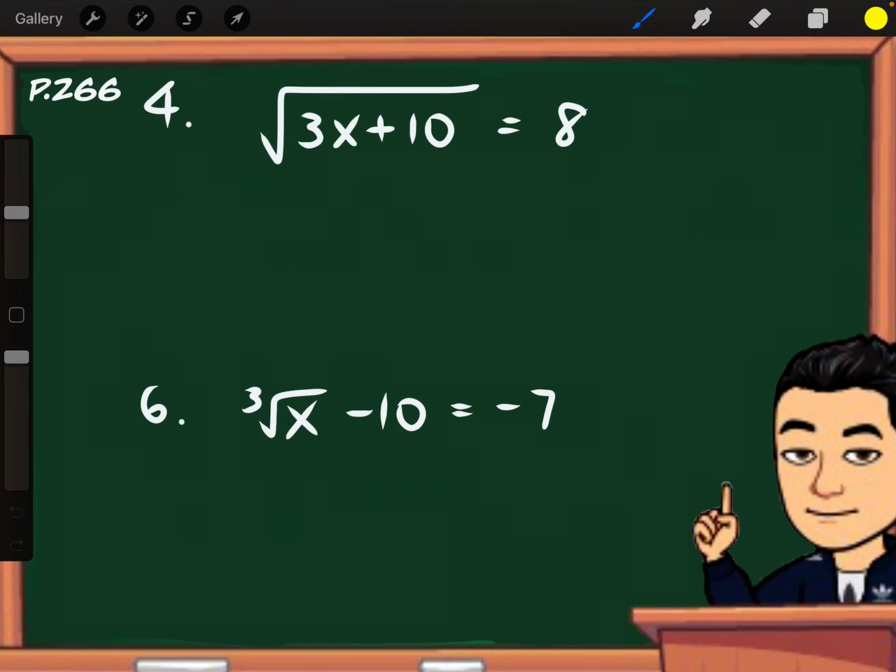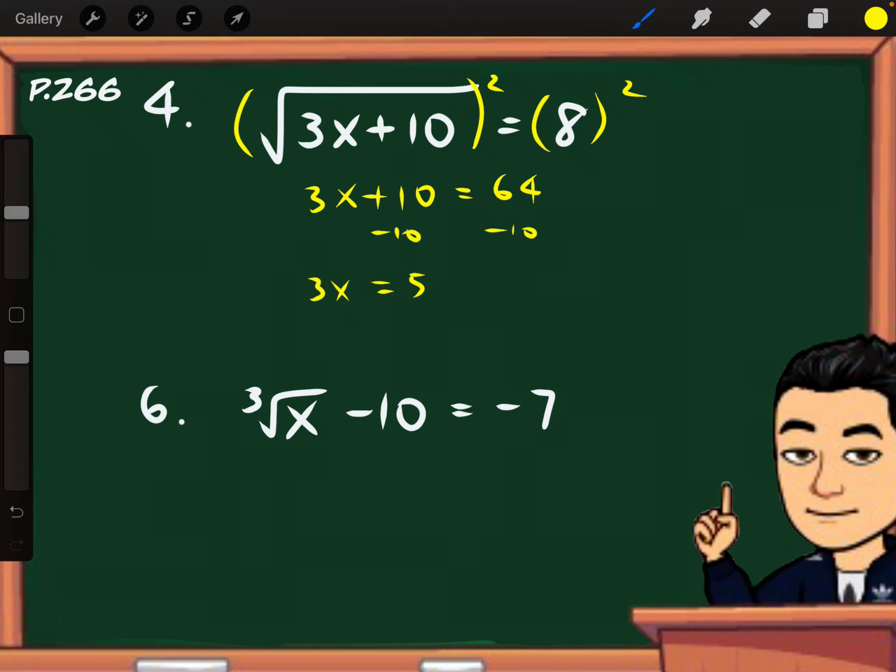So number 4, if you want to solve for x, first thing you want to do is to square both sides. Okay, after you square both sides, you're going to get 3x plus 10 equals 64. Now things are just getting pretty easy, right? So just subtract 10 on both sides, and then we got 3x equals 54, and then divide by 3 on both sides, you're going to get x equals 18.